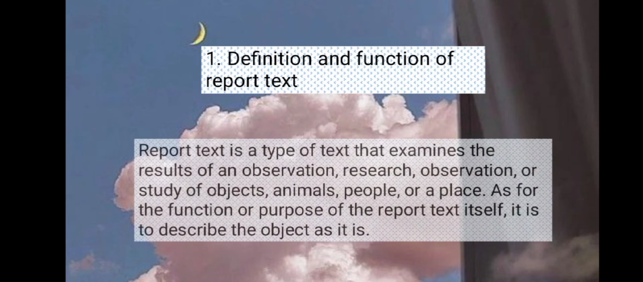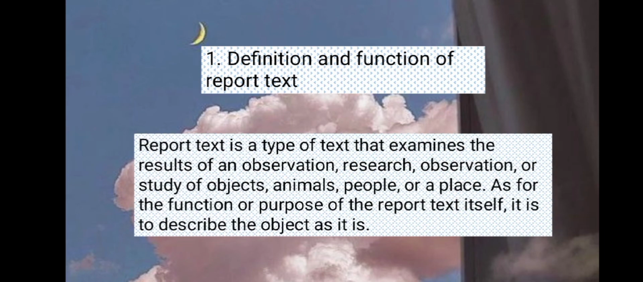Next slide. Number 1. Definition and function of report text. Report text is a type of text that examines the results of an observation, research, or study of objects, animals, people, or a place. As for the function or purpose of the report text itself, it is to describe the object as it is.